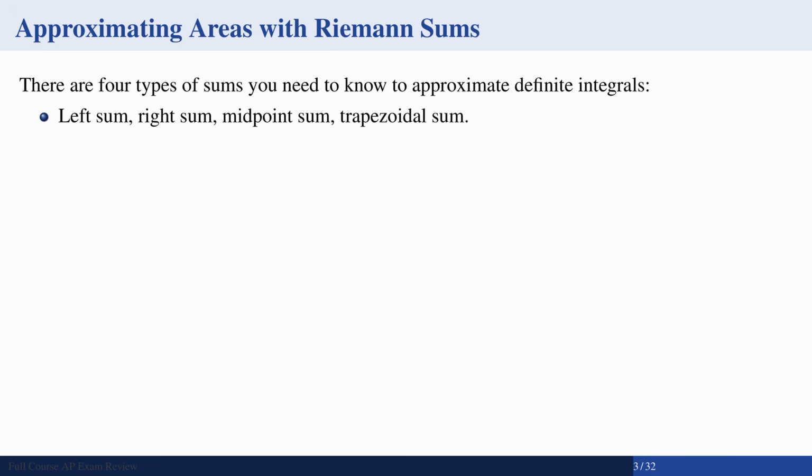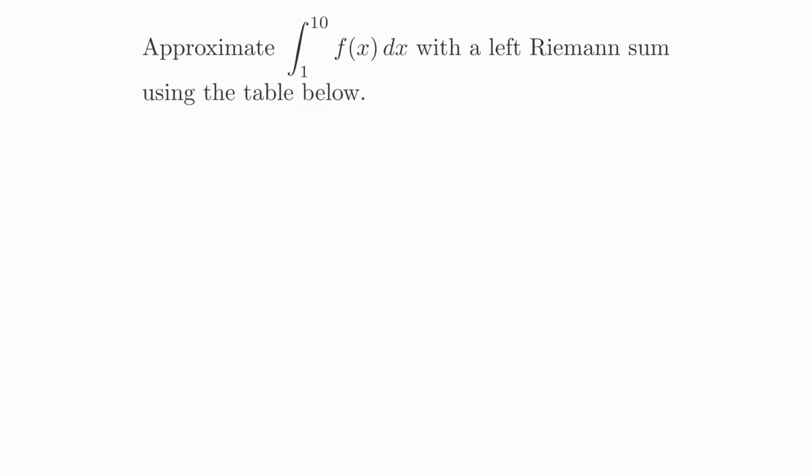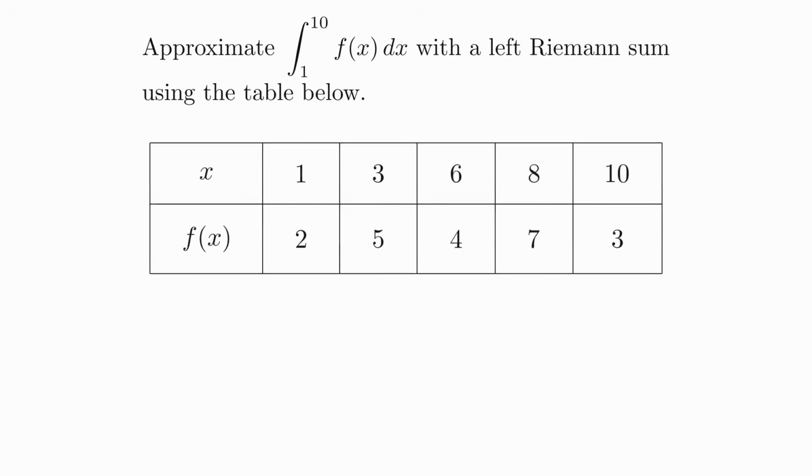So what I'm going to do is show you some animations of doing these so you can follow along. Primarily, these will come from table problems. So here, we want to approximate the integral from 1 to 10 of f of x dx with a left Riemann sum using the table below. First write down the integral that you're approximating. Then put an approximately equal to sign.